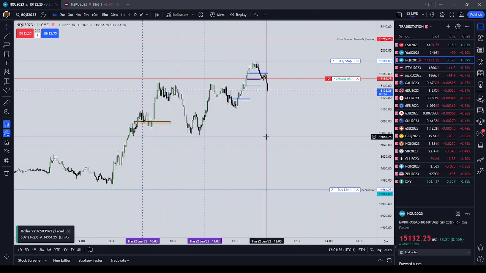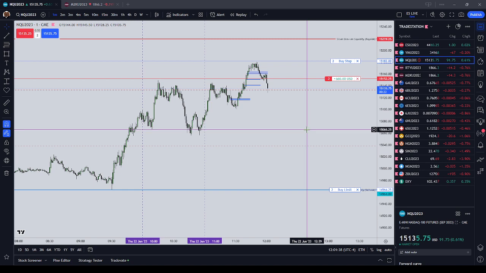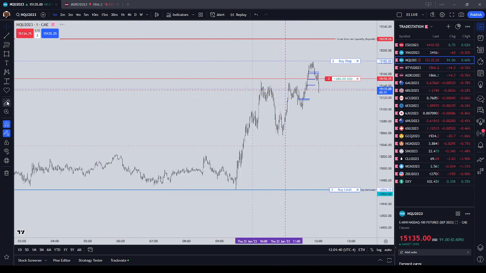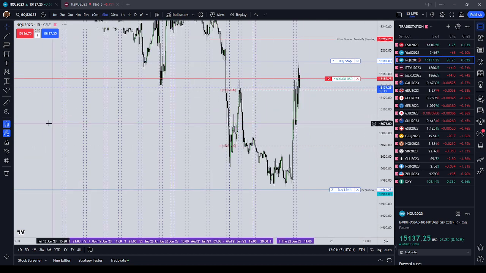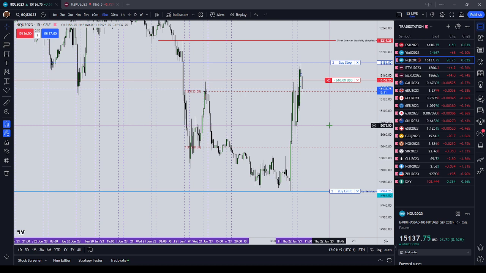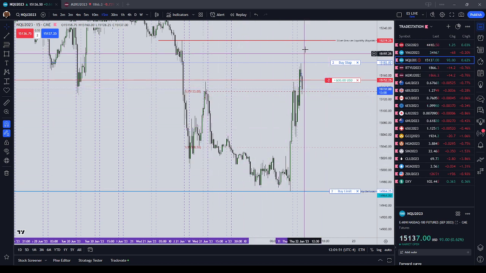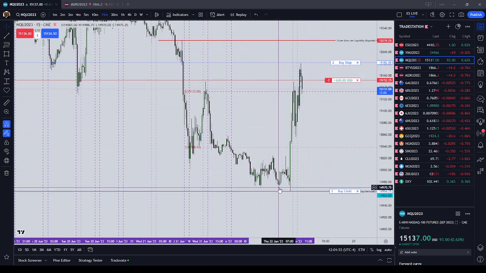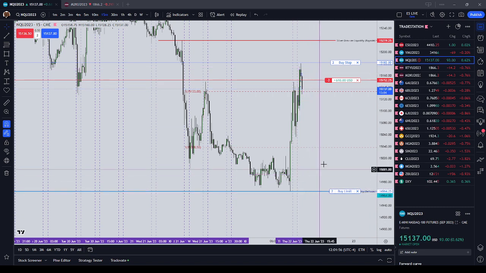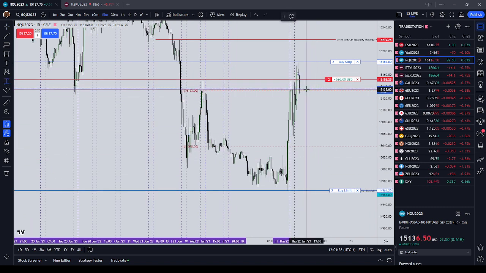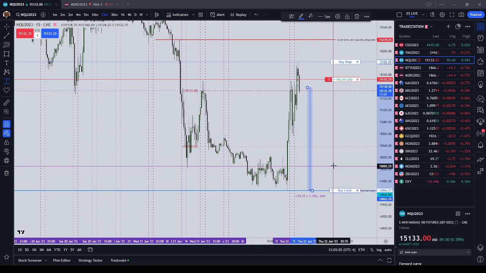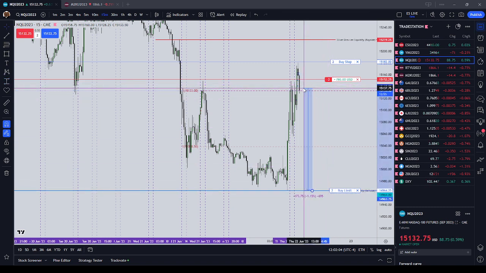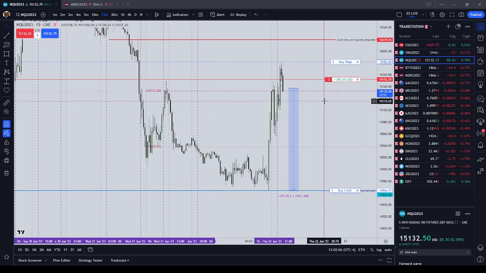This is a seek and destroy profile. That's what this is, happening right now, before your eyes. Up, down, sweep both sides of the book. It still needs to come in. Yes, that's it. It's coming lower. That's what it wants to do.